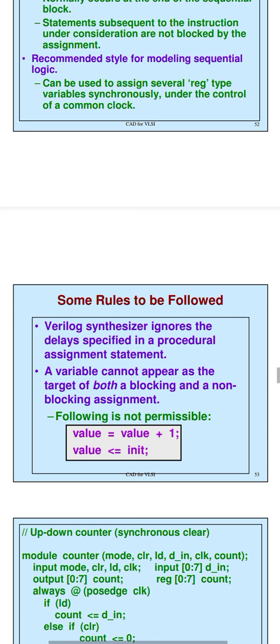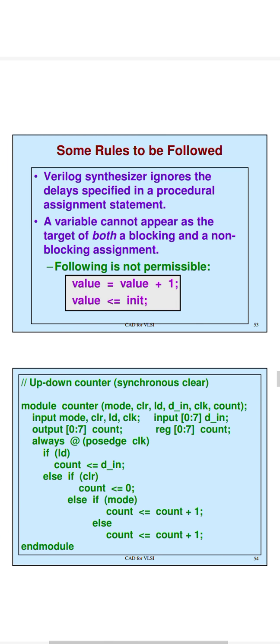Then some rules are followed in the blocking and non-blocking assignments. For example, value = value + 1 and value <= init. That means the first is the blocking assignment and the second one is the non-blocking assignment. This is the example for non-blocking and blocking assignments: the up-down counter, also called the synchronous counter.